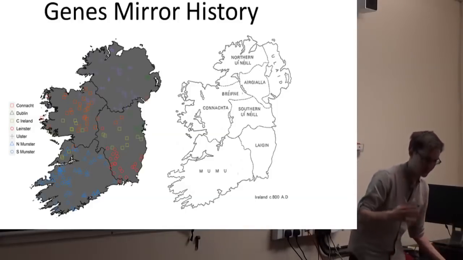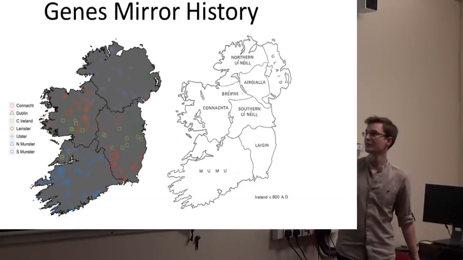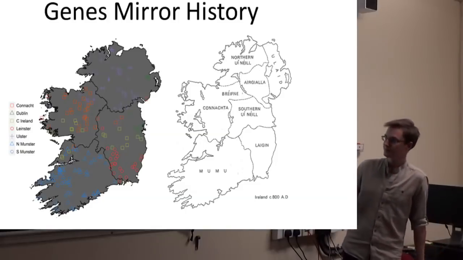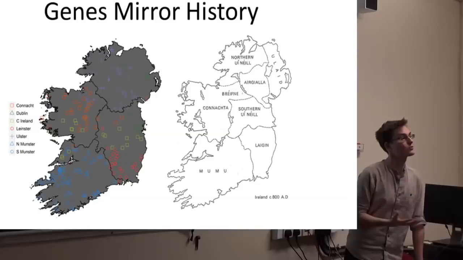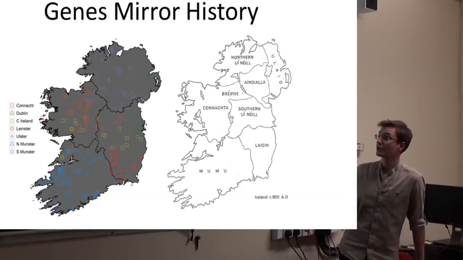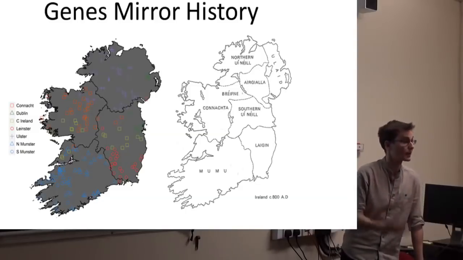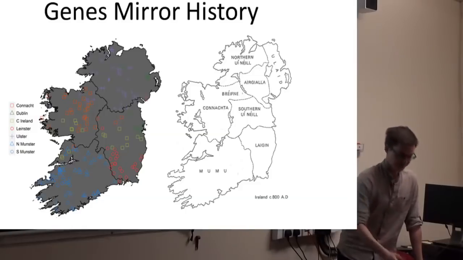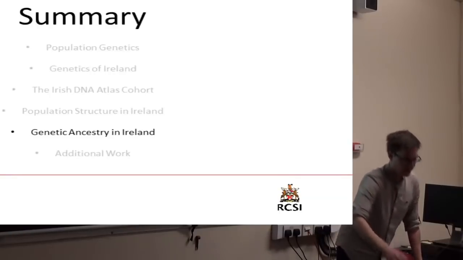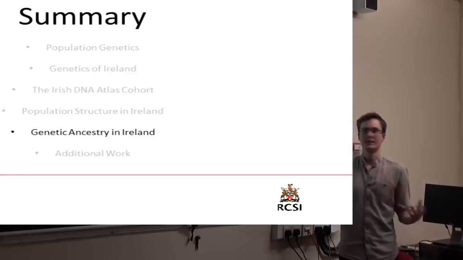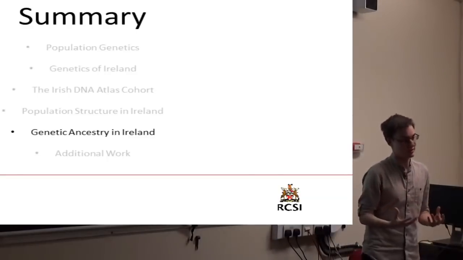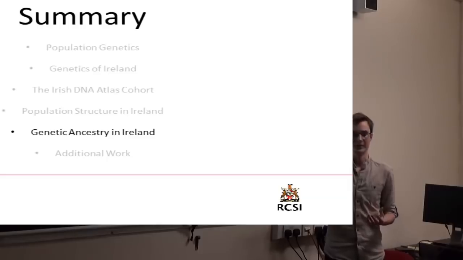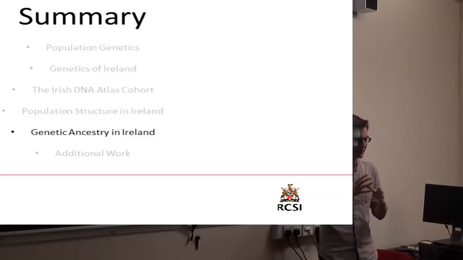So what this suggests, possibly, is that this genetic structure, now we haven't been able to date this genetic structure, but this genetic structure could be a result or an echo of these political groups in Irish history. So that's the population genetics in Ireland, or the population structure, should I say, in Ireland. So it's how Ireland has stratified and ordered itself, genetically speaking.